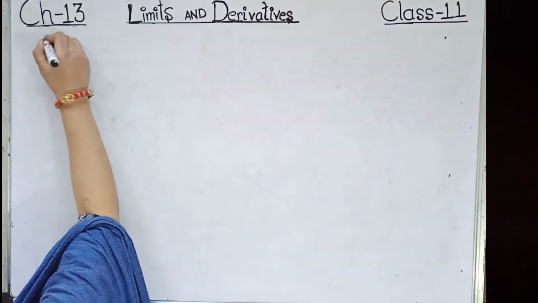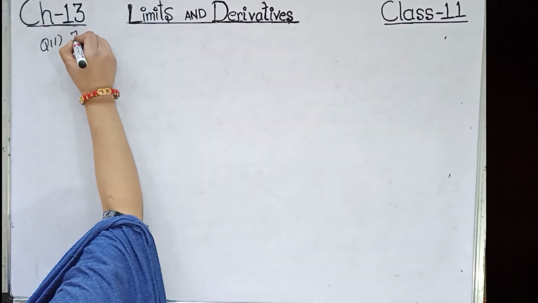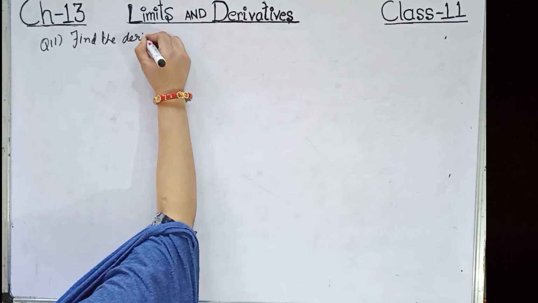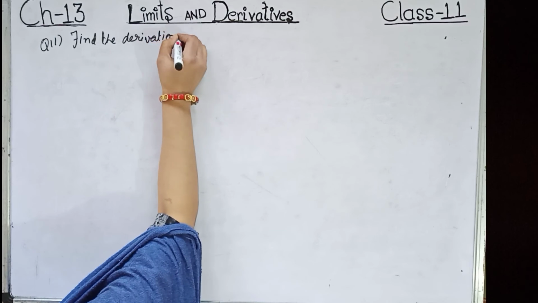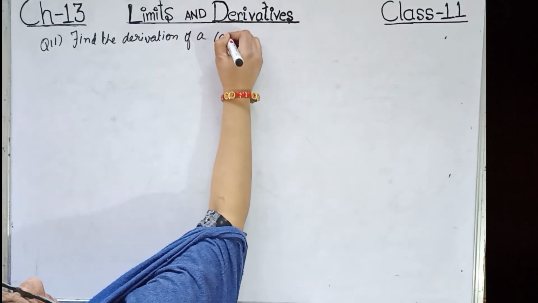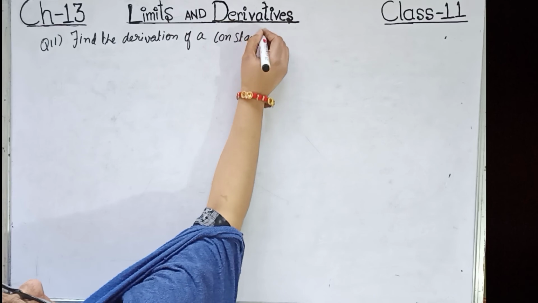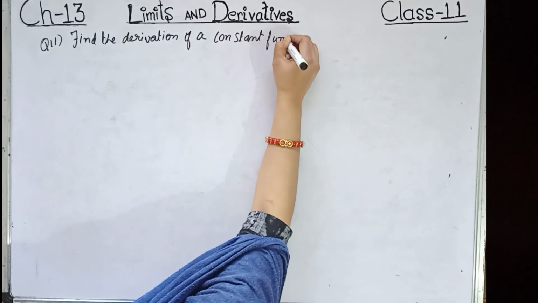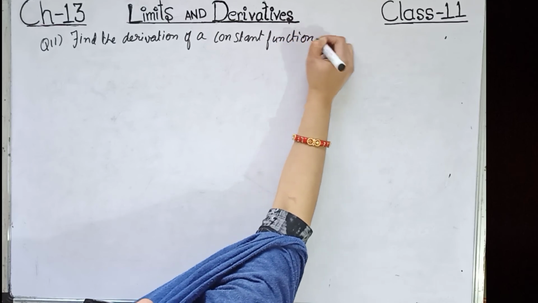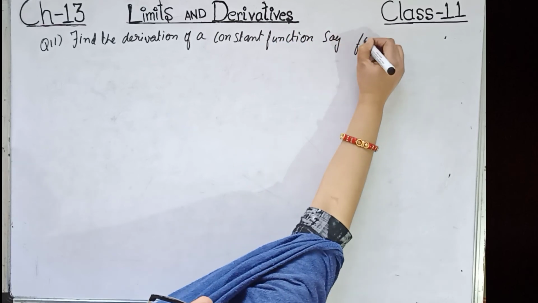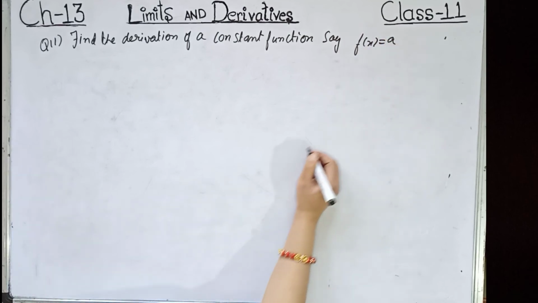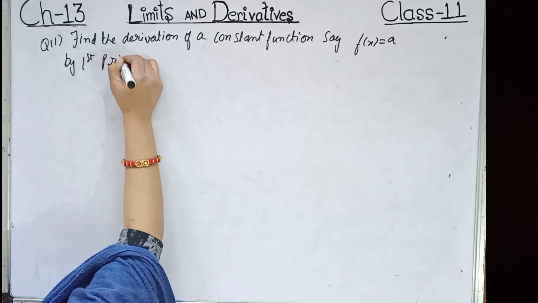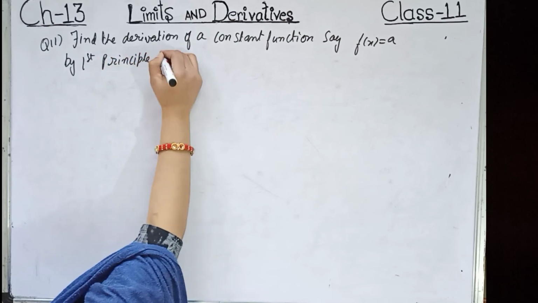Derivative, children, I forgot to do. Let us do that. Find the derivative of a constant function. Keep in mind the derivative of a constant function is 0. Constant function, say f(x) equals a, by first principle method.